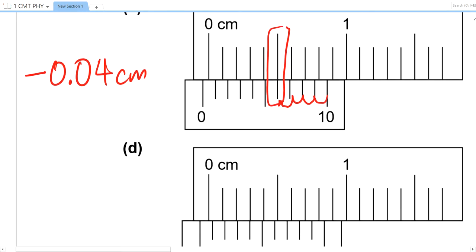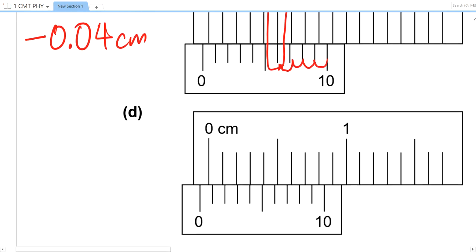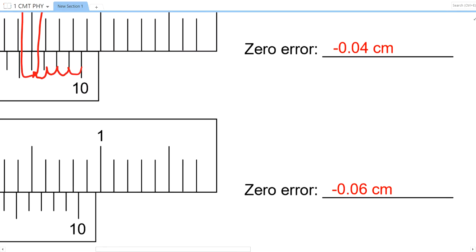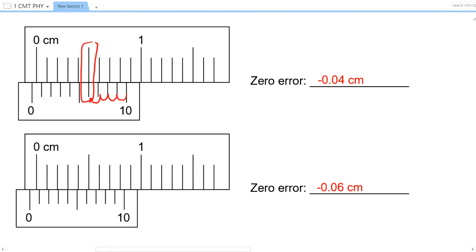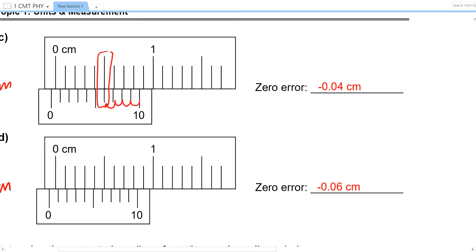Last one. Again, it is slightly to the left. This will be negative 0.0, how much? How much is this? 6 cm. Okay? Can I move on?